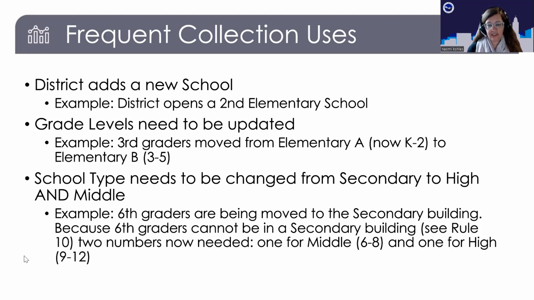Another use for this collection is changing the school type, potentially. We've had a lot of these recently where a school needs to be changed from one school, a secondary school, which is grades 7 through 12, to two different schools, one being high school, 9 through 12, and the other being middle, 6 through 8. So an example of this is because sixth graders are being moved to the secondary building. And since sixth graders cannot be in a secondary building, there's a listing in Rule 10, we'll get into that in a little bit. Two numbers are now going to be needed, one for middle and one for high school.